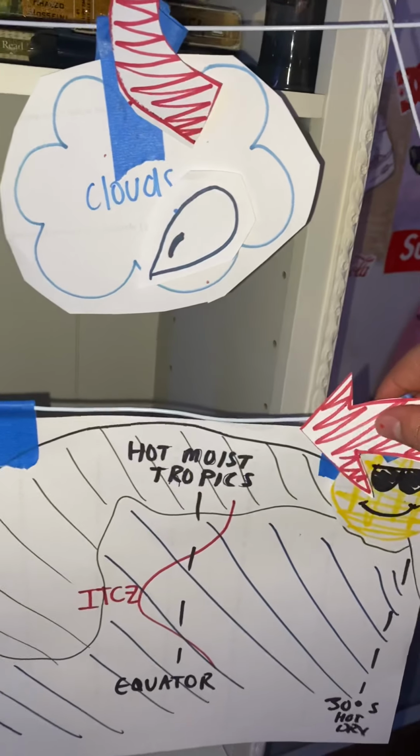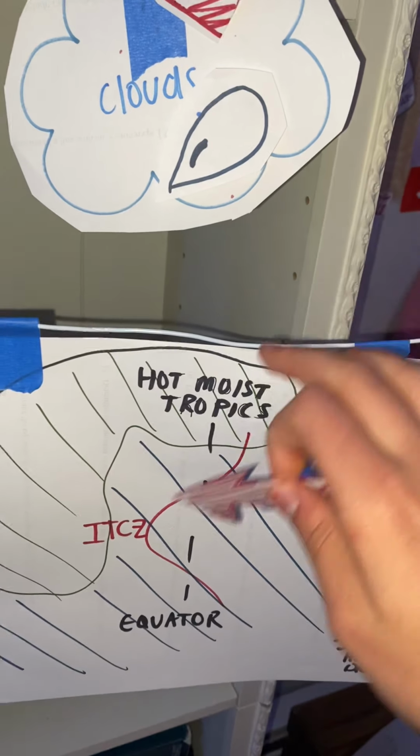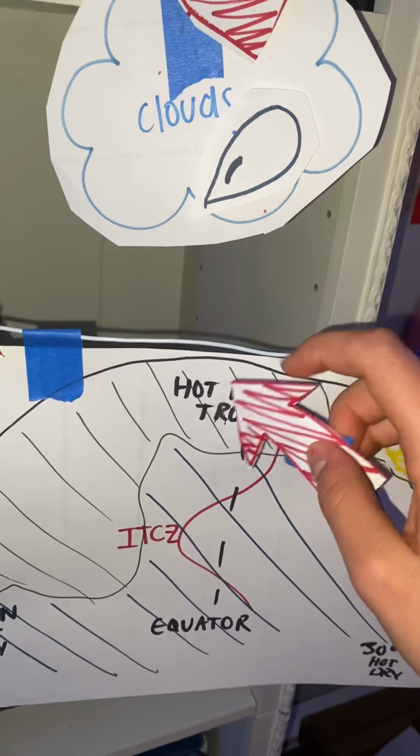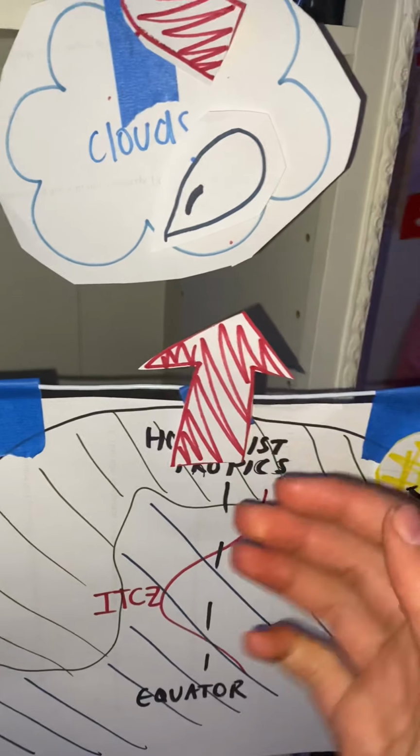So it enters back into the area near the equator. So then when it gets back up here, it picks up moisture once again, and the process starts all over again where the heat rises again.